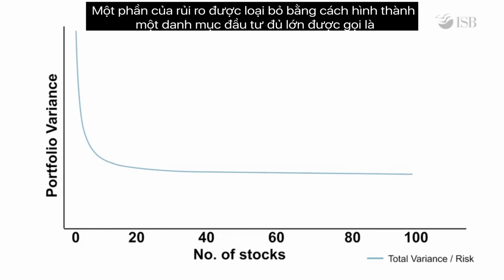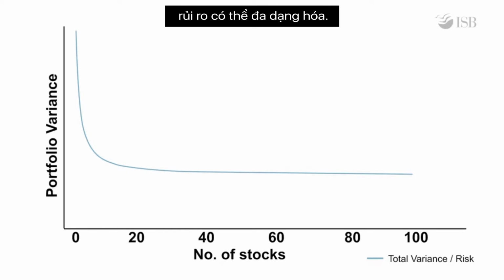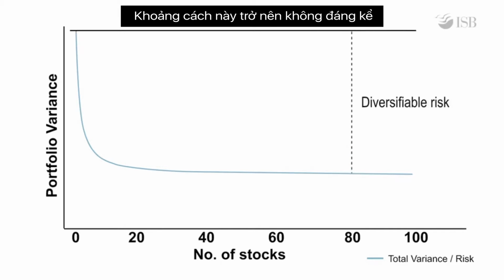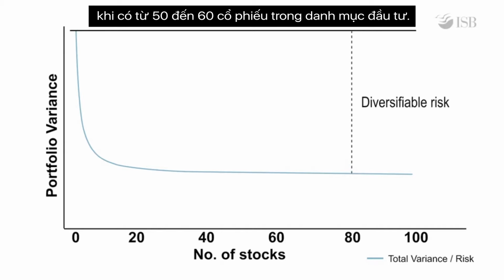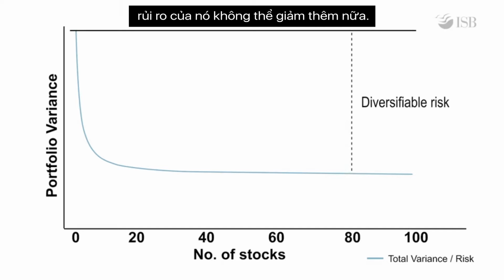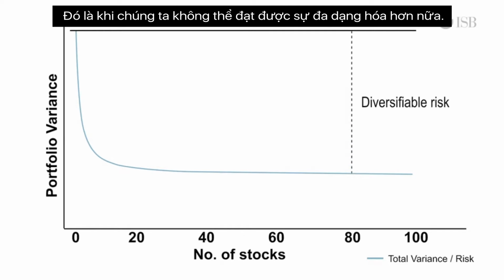The part of risk that is eliminated by forming a large enough portfolio is called diversifiable risk. In the figure, it is the gap between the blue curve and the horizontal black line. This gap becomes negligible by the time there are 50 to 60 stocks in the portfolio. However, beyond 50 to 60 stocks in the portfolio, its risk cannot be reduced any further. That is, we cannot achieve any further diversification.